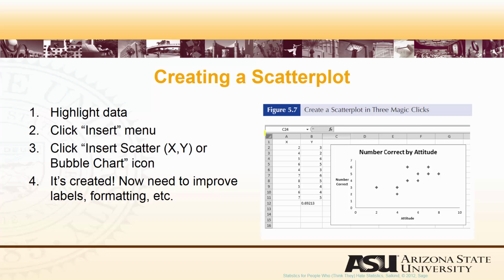So what do we do in order to create a scatter plot? One of the great things in Excel is that we can do this with basically 3 clicks. First we highlight whatever data we want to use, we'll do that how we've always done it. Go up to the Insert menu, click Insert Scatter or Bubble Chart icon. There's a little icon that looks just like a scatter plot, and voila, that's what we get.